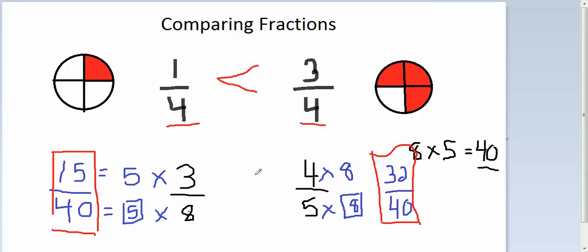Now, it is very obvious that the number 32 is going to be greater than 15. So 15/40 is less than 32/40. And that's how we are going to compare two fractions that have unlike denominators. So in the end, we know that 4/5 is going to be our greater fraction.